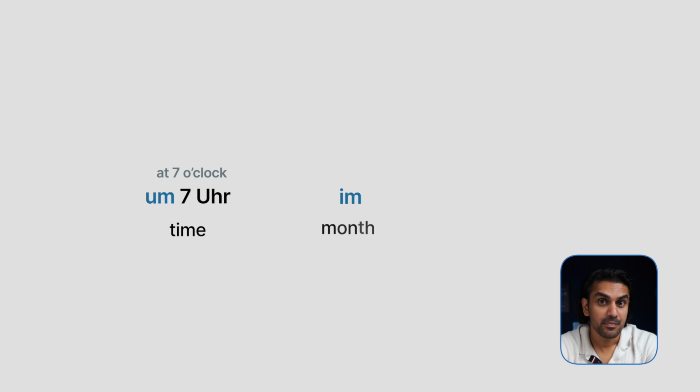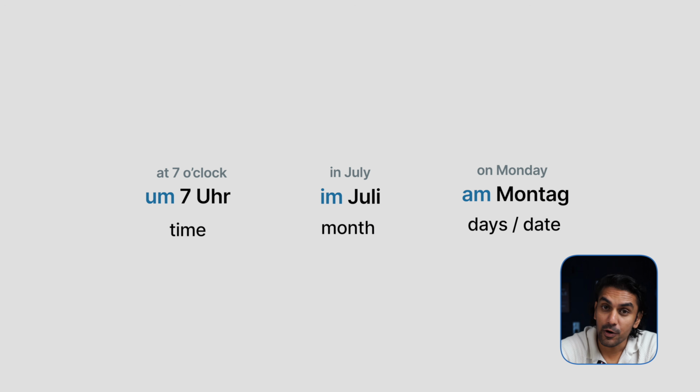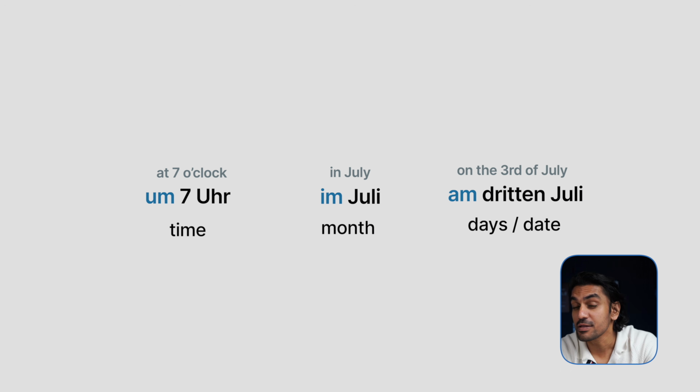So to quickly wrap it up, um is used with time, um 7 Uhr, at 7 o'clock. Im is used with months, im Juli, in July. And am is used with days and dates. Am Montag, on Monday. Am 3. Juli, on the 3rd of July.